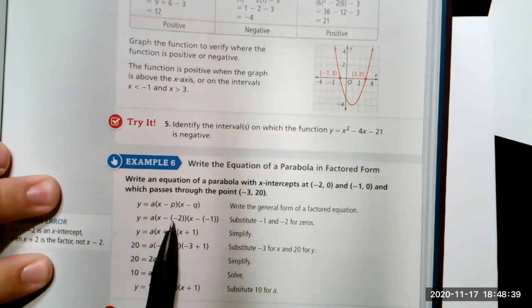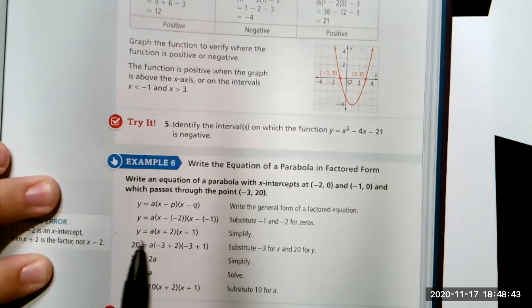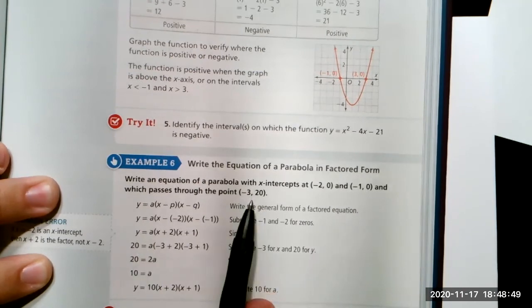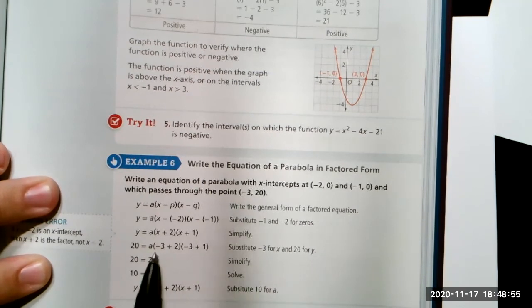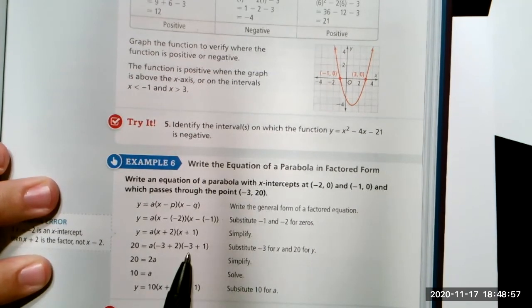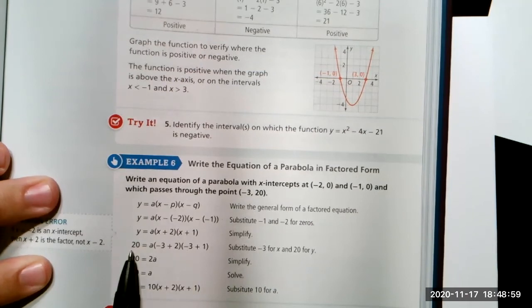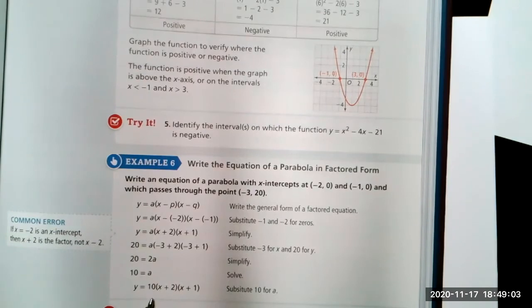Because when I subtract a negative, it's the same thing as adding. Once I simplified that, you'll notice that the only thing that's missing here is just a. So we have to solve for that. So that's why they give us this point, negative 3, 20. So x is negative 3, y is 20. So we plugged in negative 3 for x, we plugged in 20 for y, we did a bunch of math, solve for a, and then put it all together.